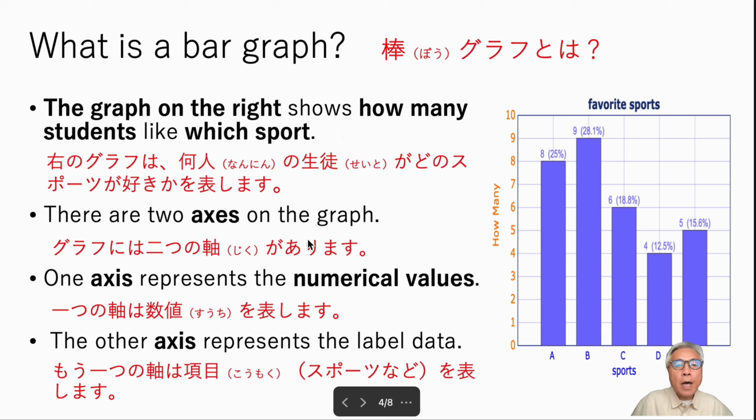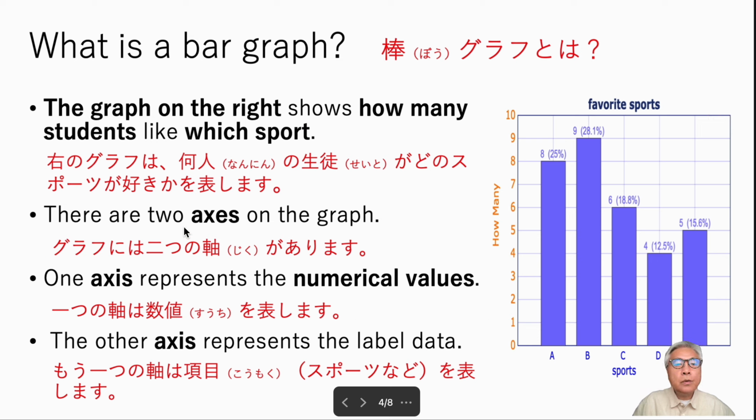There are two axes on the graph. Axis, what is an axis? Axis is a 軸, right? 軸, ABCD 軸 or row axis and column axis. Axis is 縦軸、横軸、縦軸、横軸。Okay? You can see this graph.